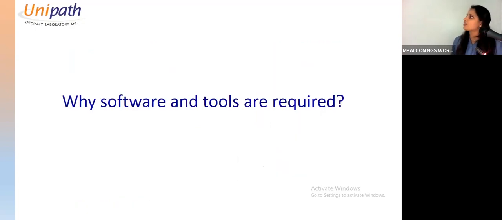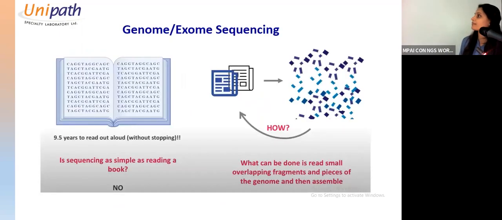So now, why are software and tools required? When we go with single-gene data, you just need a simple program to analyze it. But for NGS, there is a long list of tools, and you have hundreds of publications in a year. Why so? Because reading your DNA takes 9.5 years to write out in book form.